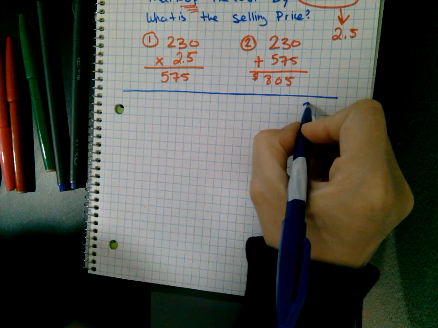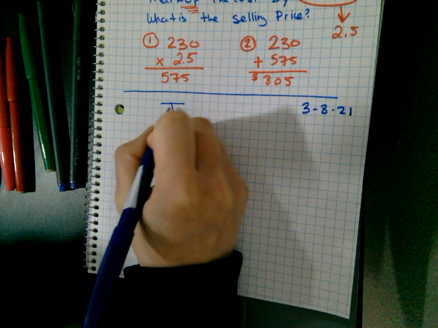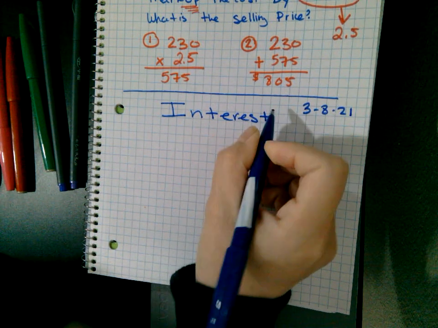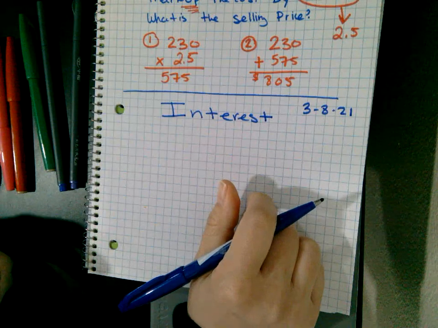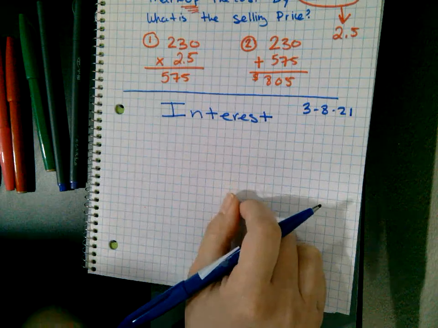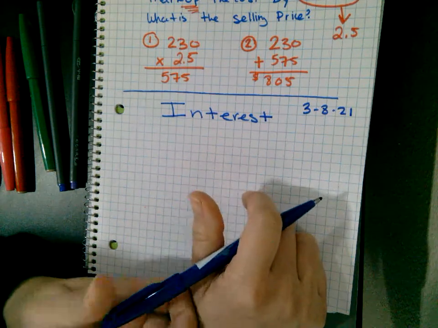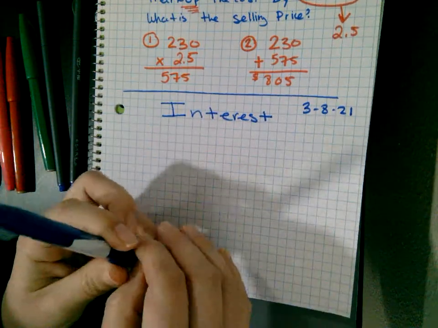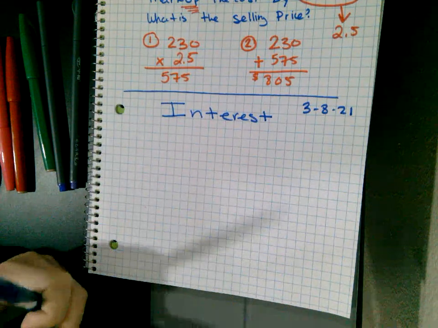So today's date is 3/8/21, and we are doing interest. Now, for interest, there's positive interest and then there's negative interest. In seventh grade, we will deal with simple interest. There's also compound interest, which you will do in high school. Simple interest, it's a positive and a negative.